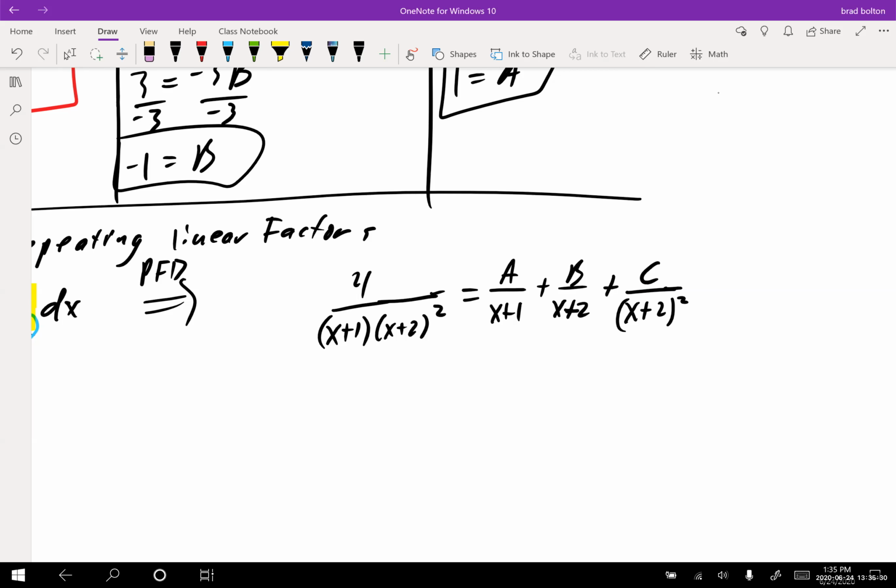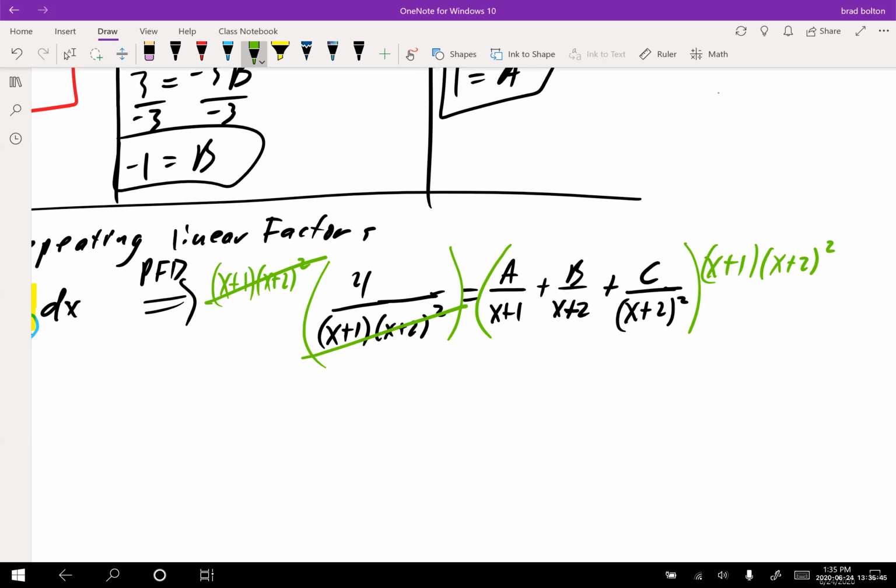So now the LCD is going to be (x plus 1) times (x plus 2) squared. So we're going to multiply that to both sides. And once again, this will cancel that, and those will become 1s. So we're happy about that. And now we have to distribute this to each one of these. So we have 4 equals A.